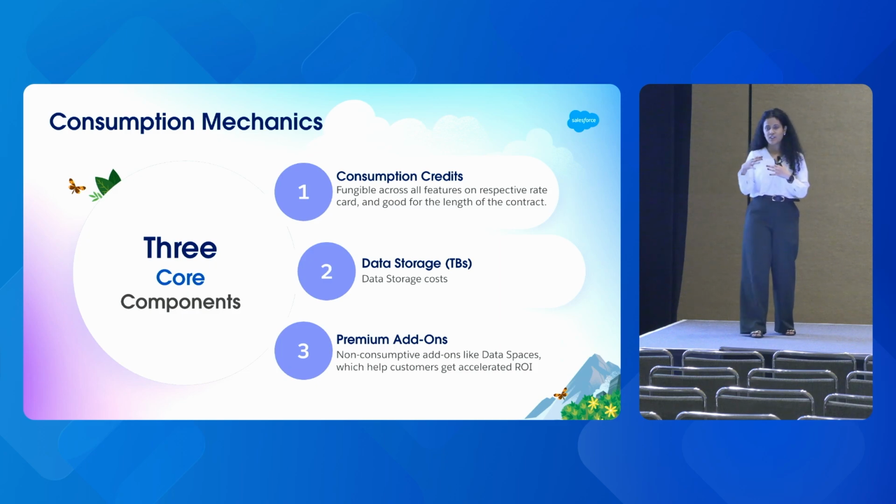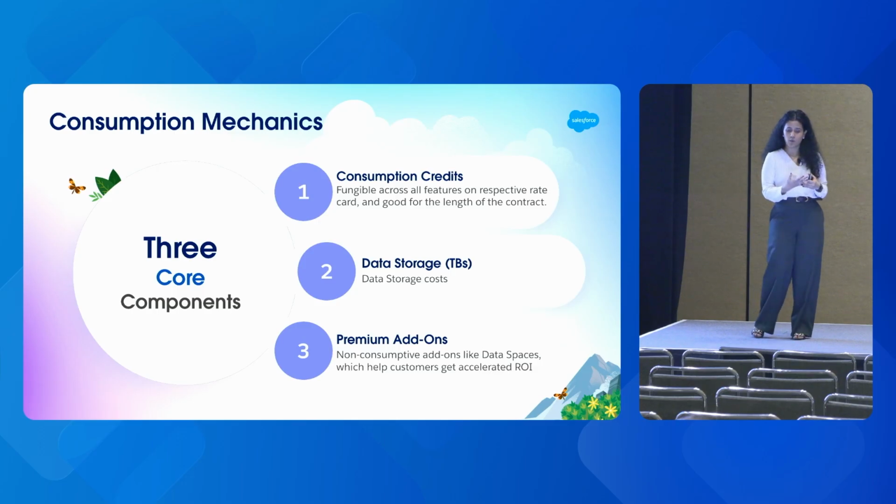So first we have the three credit consumption components. We have credit consumption for queries, data storage, and TBs. So there are different consumption components, and we'll see how we can minimize them.